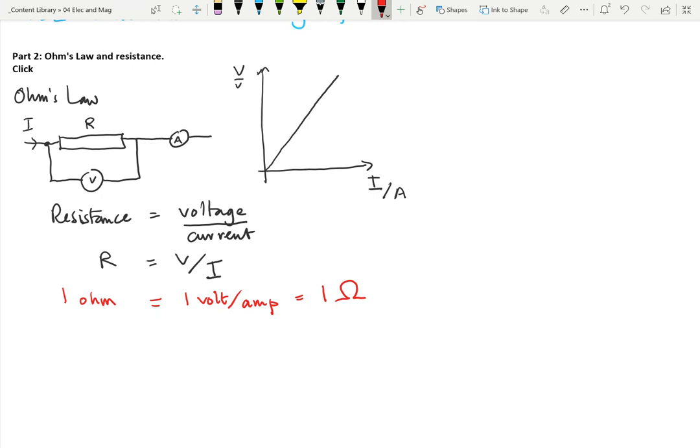That is Ohm's law. So, for instance, if I look at my graph here, and I find that when the current is 2 amps, the voltage is 3 volts, then R equals 3 volts divided by 2 amps, which is 1.5 ohms.